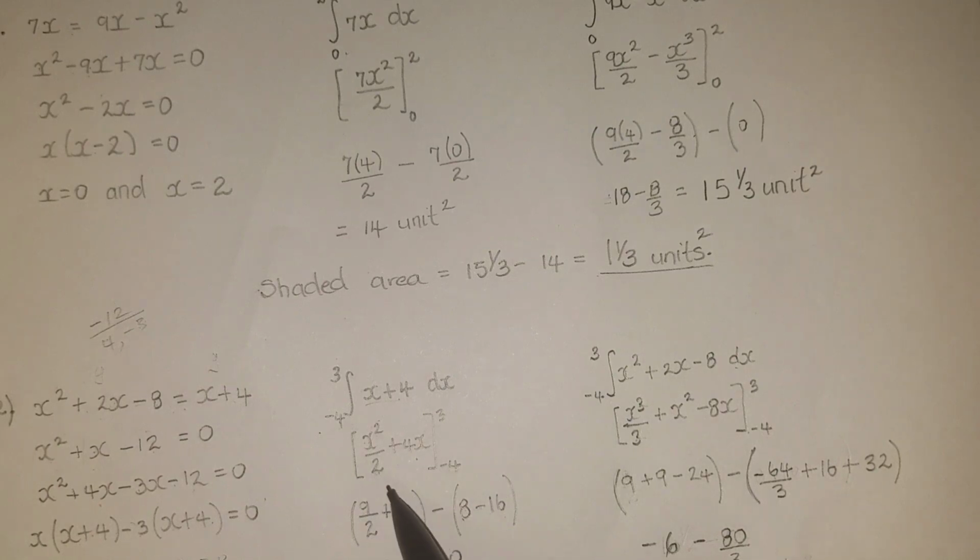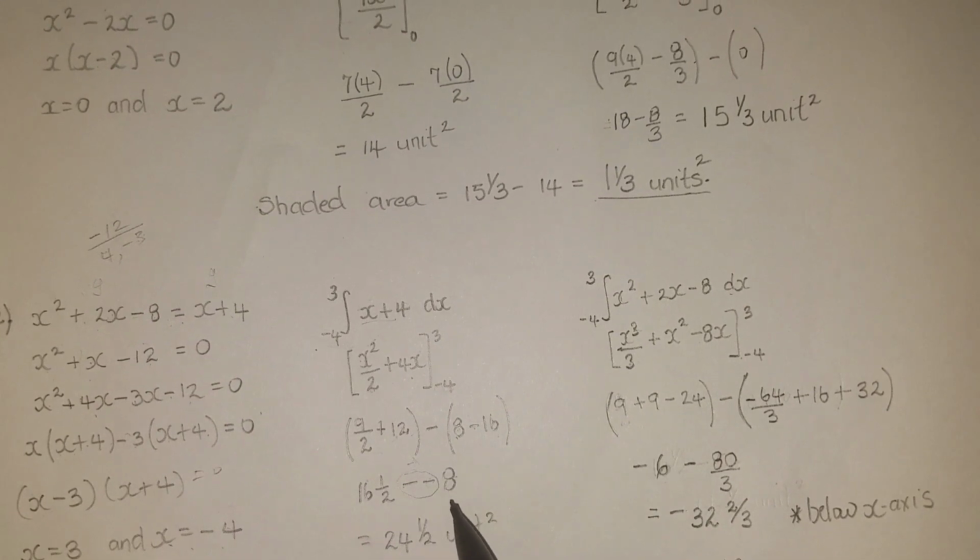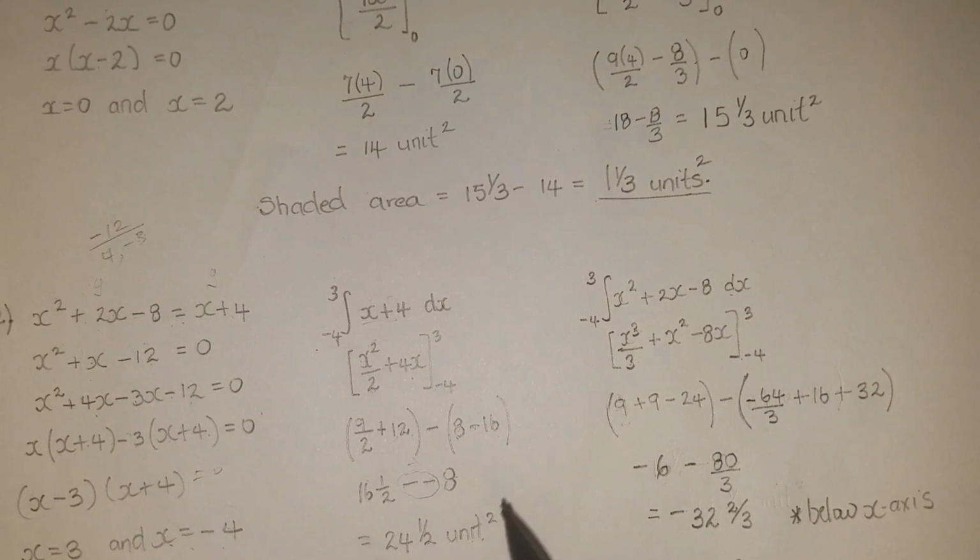So this is the value from the upper limit minus the value from the lower limit. When this is added, we get 16 and a half, and put back our minus sign, and 8 minus 16 is a negative 8. Two negative signs together give us a positive, and this area under the line is 24.5 units squared.